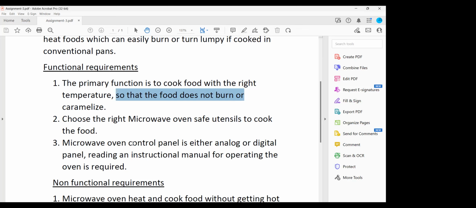How did you infer the metal is not good for heating food in the microwave? See, these are the functional aspects: the size, the color, how to manage or handle the temperature. Do you agree with that?